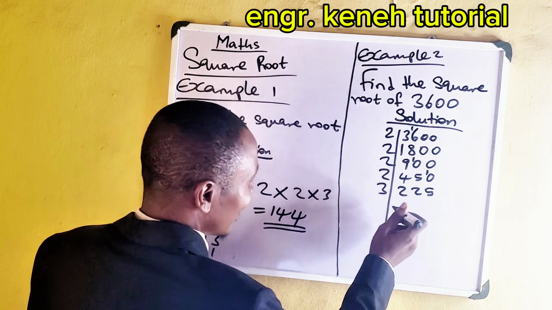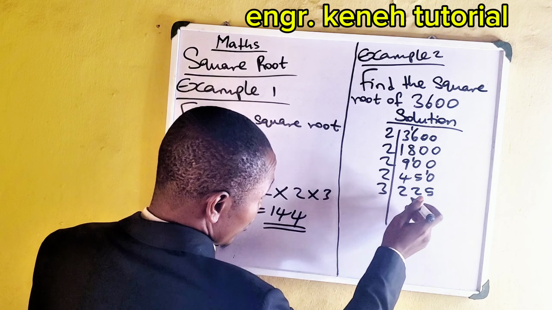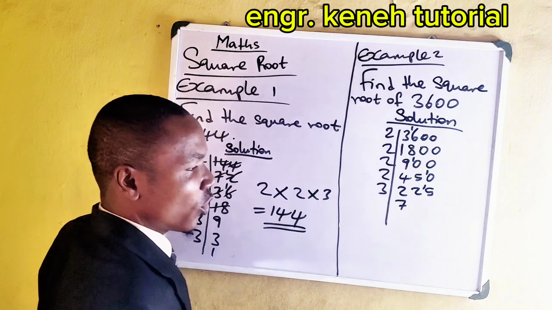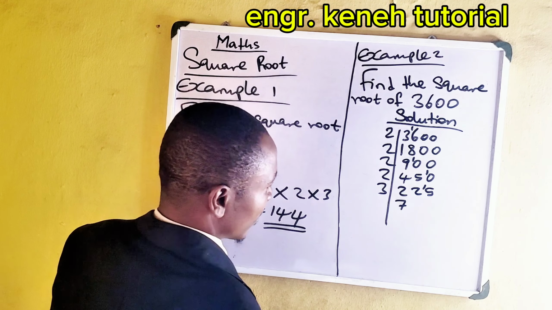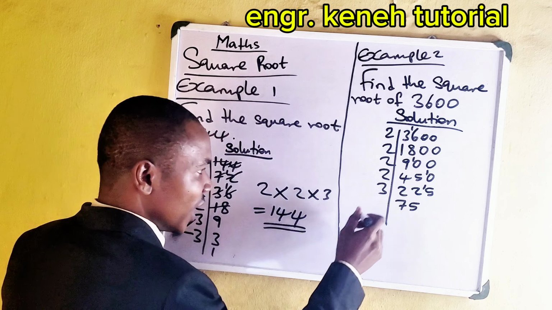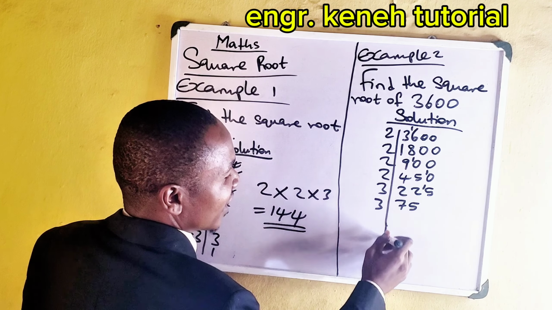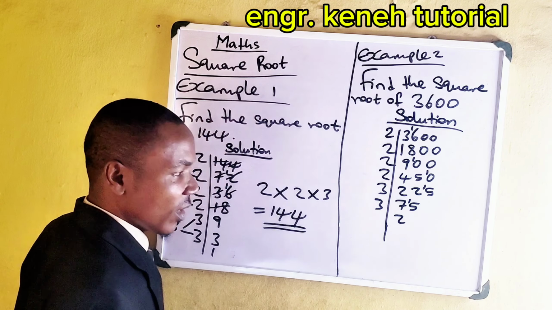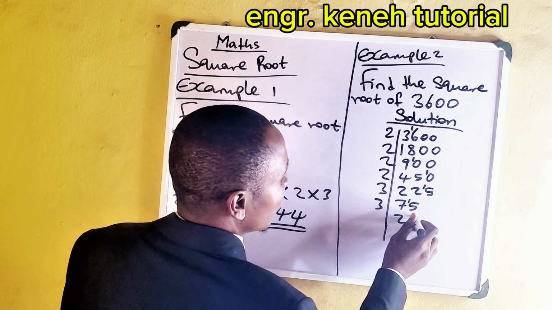You try 3. When 3 divides 22, it will give us 7. Remainder 1. Carry 1 and put in front of 5 to give us 15. When 3 divides 15, it will give us 5. 3 can divide again. When 3 divides 7, it will give us 2. Remainder 1. Put 1 here, making it 15. When 3 divides 15, it will give us 5.